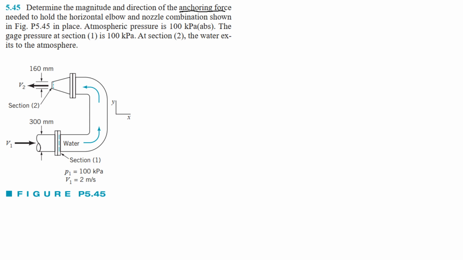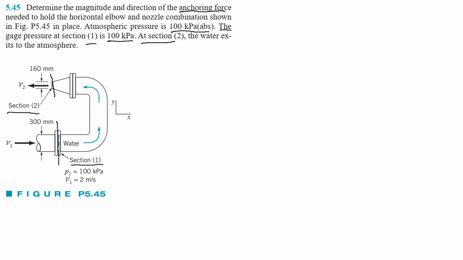Atmospheric pressure is 100 kilopascal absolute, and the gauge pressure at section 1 is 100 kilopascal. At section 2, the water exits to the atmosphere. So at section 2 we have atmosphere. There are two sections that I am going to take. They are already mentioned here. One is here, section 1. This is my section 1, and the exit of my nozzle is section 2.